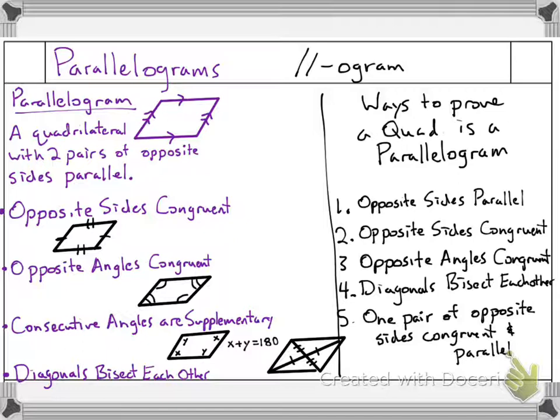To do that, you have the five reasons I have listed to the right, and some of them are the same: opposite sides parallel, opposite sides congruent, opposite angles congruent, and diagonals bisect each other. What's missing is consecutive angles are supplementary, because that doesn't necessarily guarantee that it's a parallelogram. You would actually have to show all four angles work, and the fact that opposite angles are congruent would be a little bit easier way. And then one pair of opposite sides congruent and parallel would be another way to prove it is a parallelogram, which we'll look at in a minute.